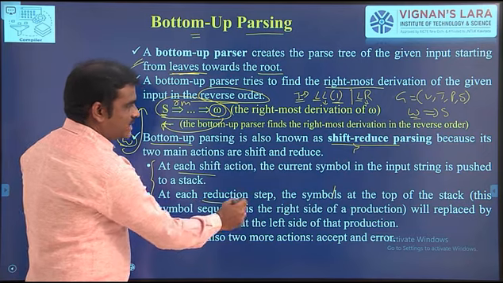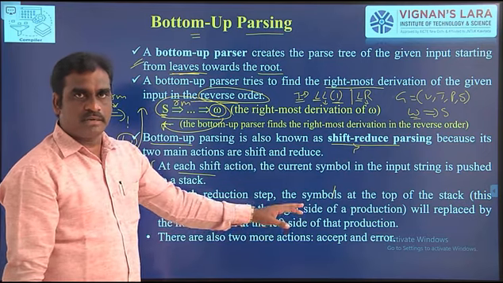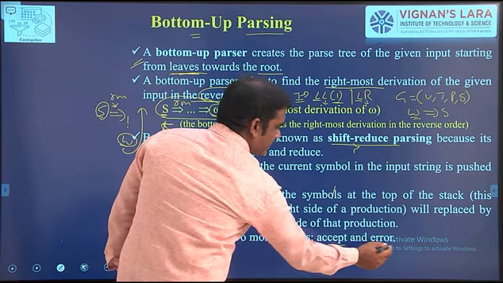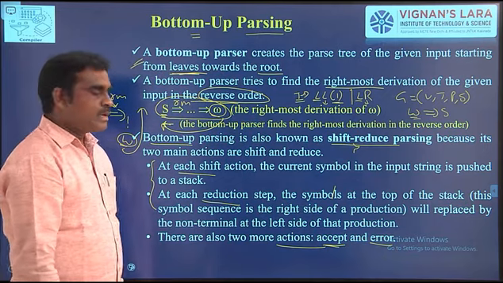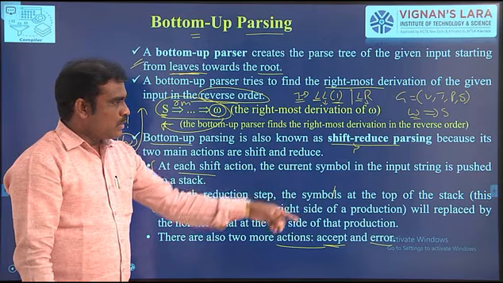And the next one, reduction, means the top of the stack alphabet is replaced with some non-terminal symbol. And we also have two more actions: one is the accepted condition and another one is error. So we will see the stack implementation, and at that time we will discuss these four points.